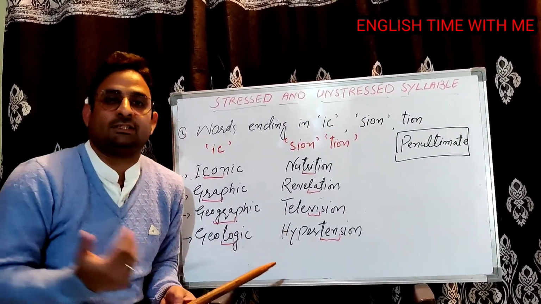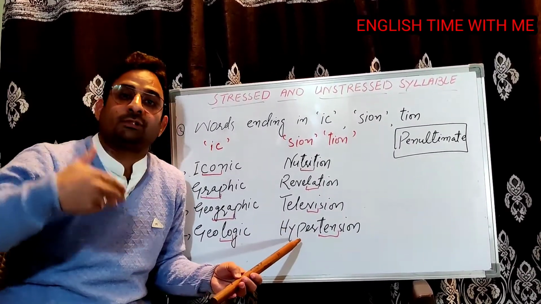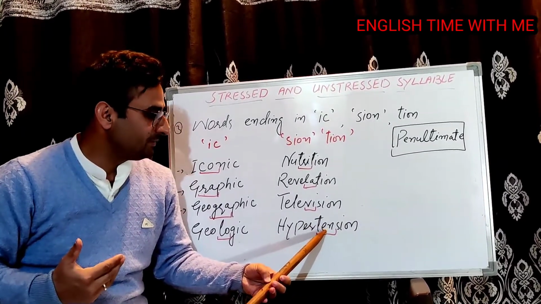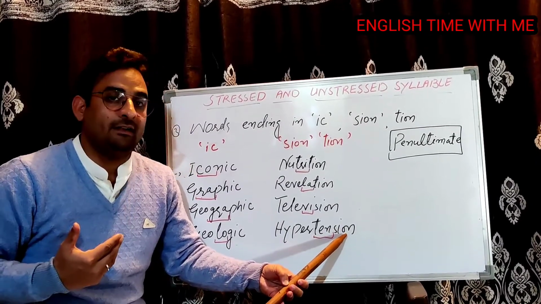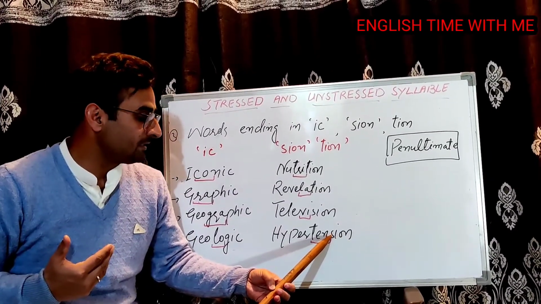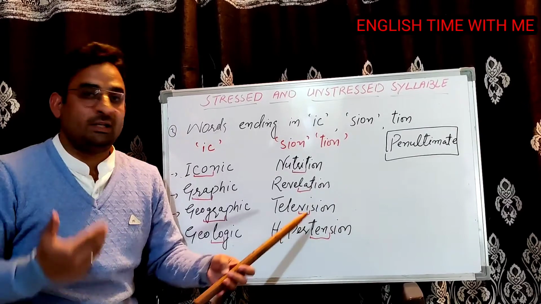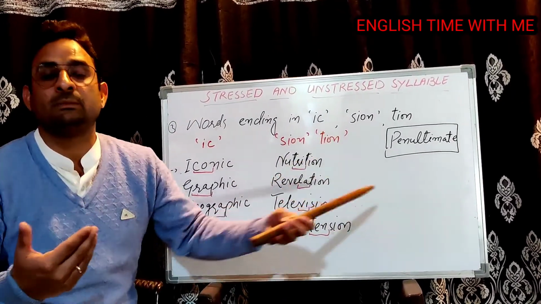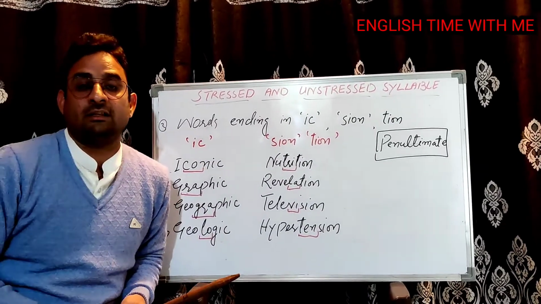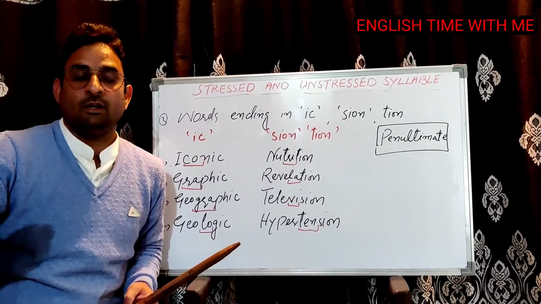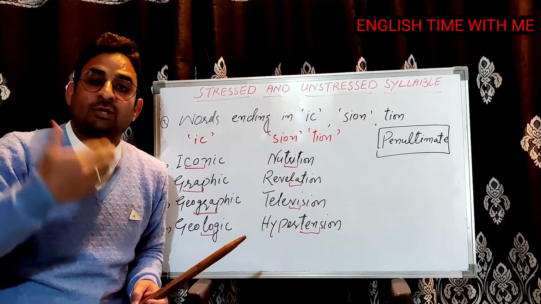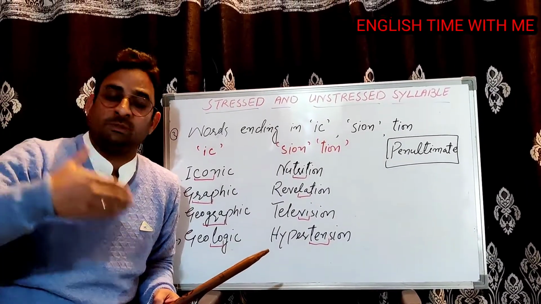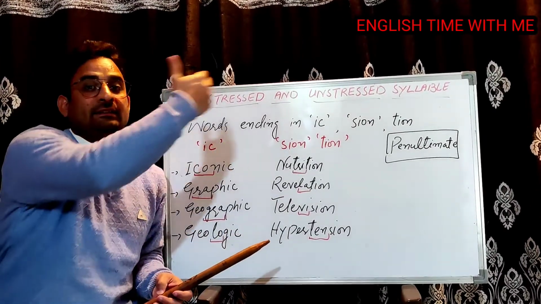Okay, not hypertension. This is wrong. Hypertension. Okay, the stress will be on this 10. This is because this is second from end, and the word is ending in S-I-O-N. So here the stress will be put on the syllable which is second from end, which is called the penultimate syllable. Now we have another category, and that is the anti-penultimate syllable, which means the third from the end.